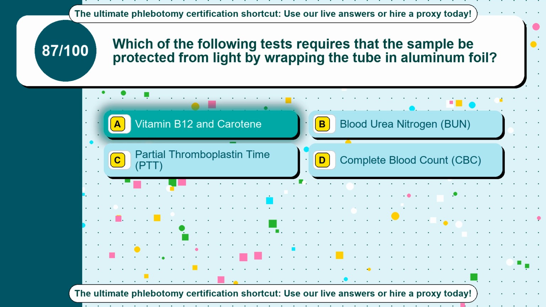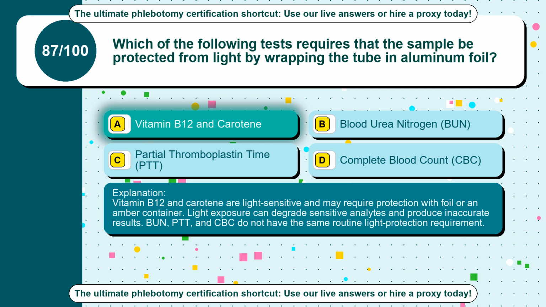The correct answer is option A, vitamin B12 and carotene. Vitamin B12 and carotene are light sensitive and may require protection with foil or an amber container. Light exposure can degrade sensitive analytes and produce inaccurate results. BUN, PTT, and CBC do not have the same routine light protection requirement.